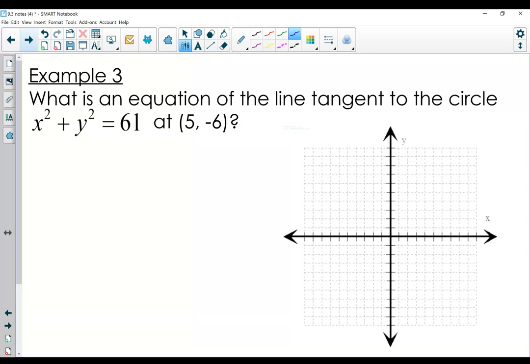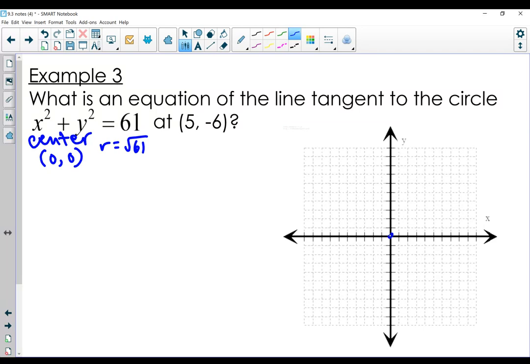For example 3, we want to write an equation for the line tangent to the circle x squared plus y squared equals 61 at (5, -6). So first, I'm going to need to sketch out a picture of what's going on and show you what a tangent line is. So I know for this circle, my center is going to be (0, 0) again, and my radius is going to equal the square root of 61. That's a little bit less than the square root of 64, so I know it'll be less than 8.